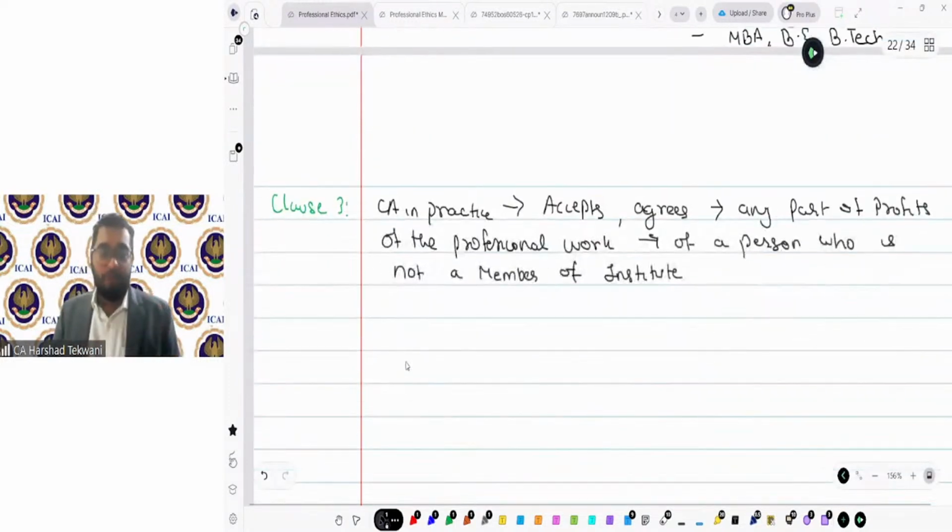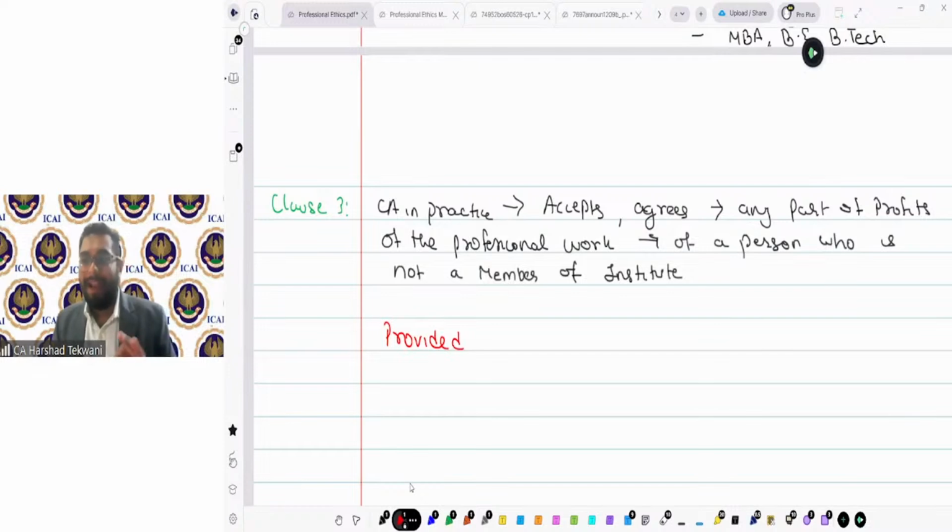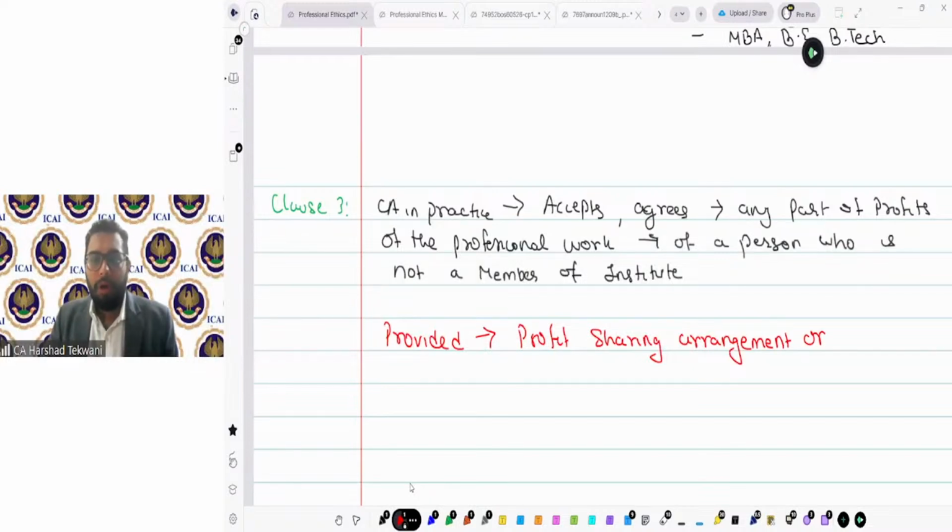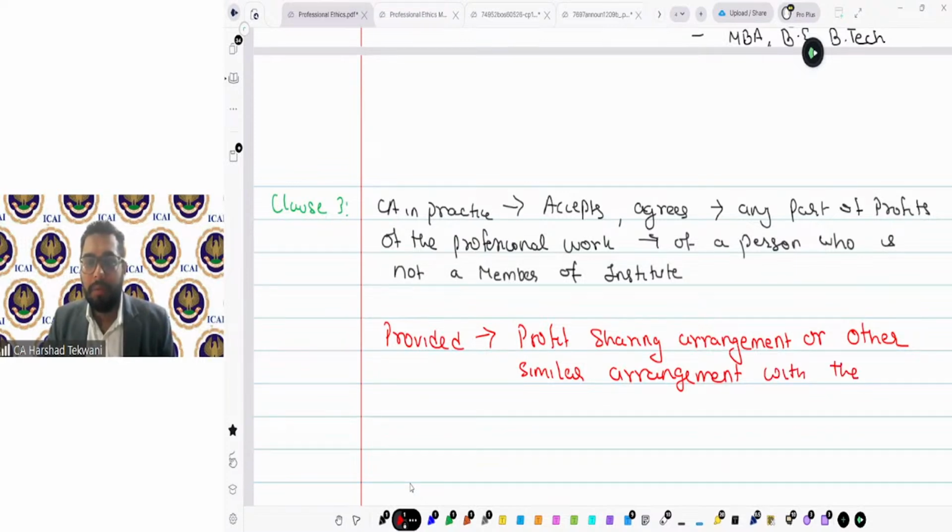So, who is not a member of the institute, provided entering into a profit sharing arrangement or other similar arrangement, including receiving any share of commission, brokerage, or fees, with the following is permissible.